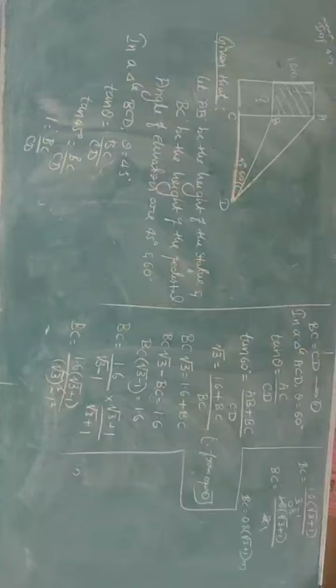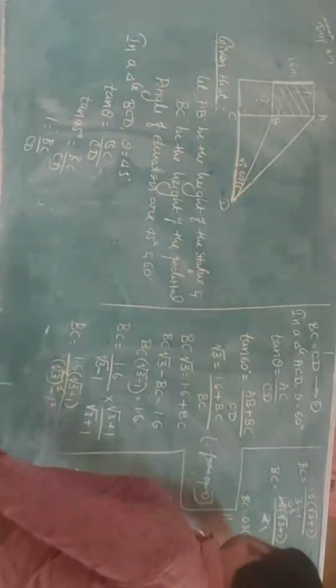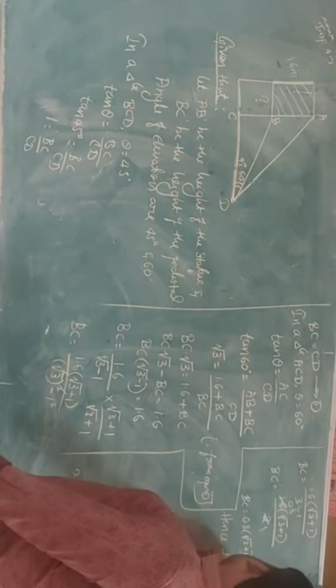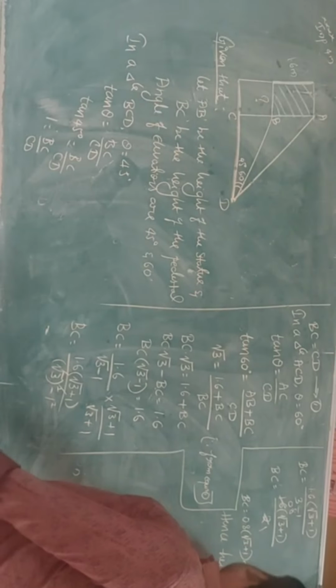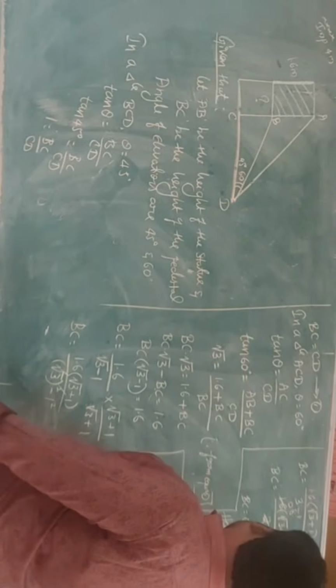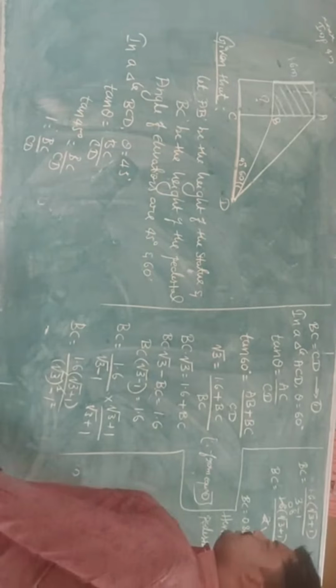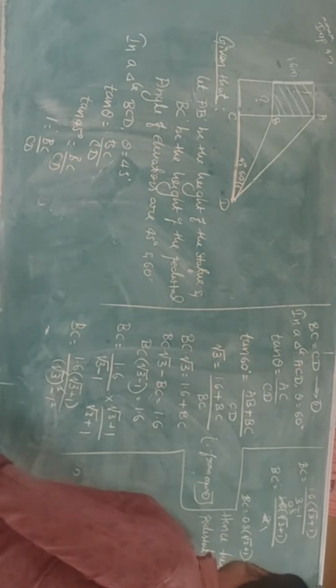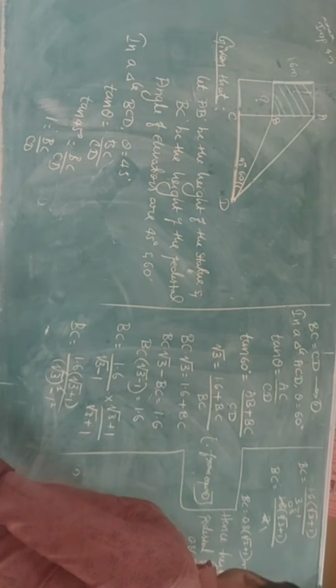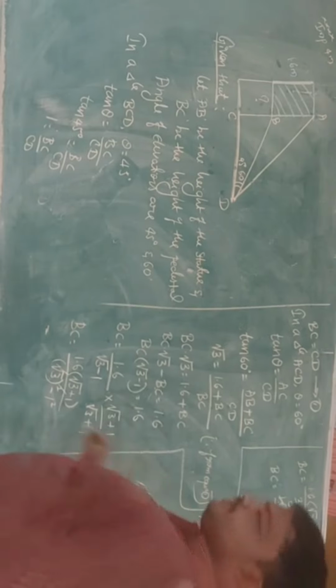So write the conclusion. Hence, the height of the pedestal is 0.8 into root 3 plus 1 meters.